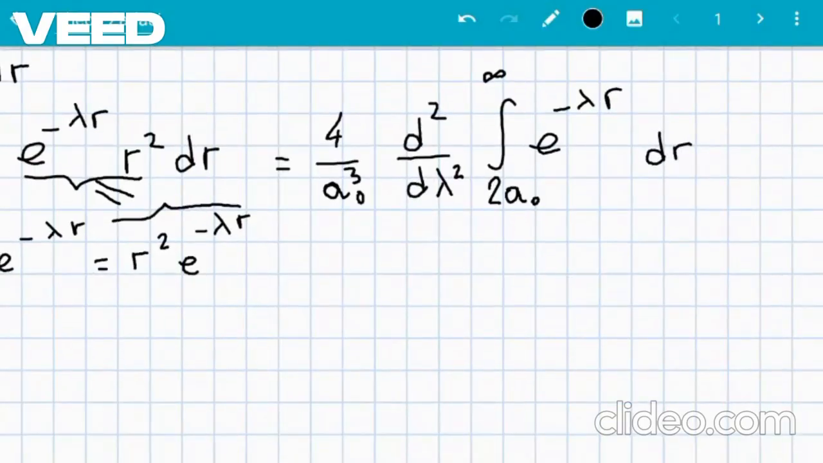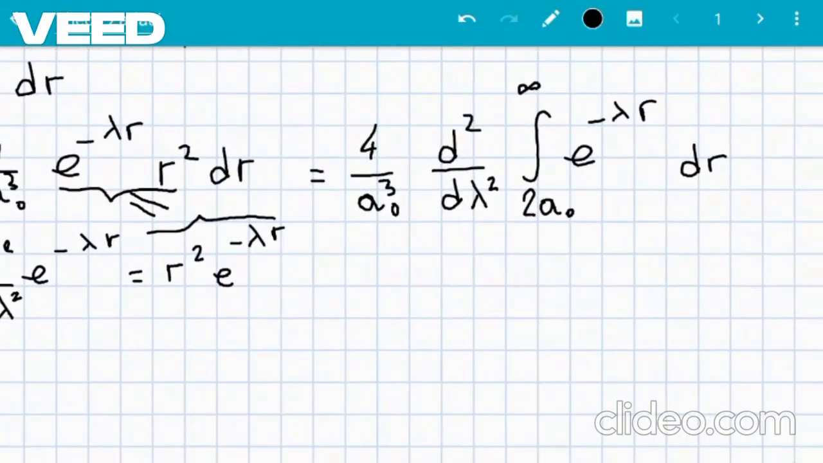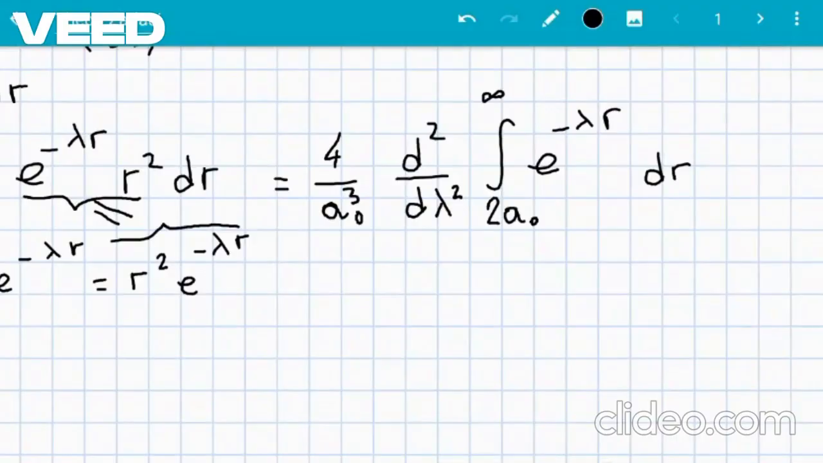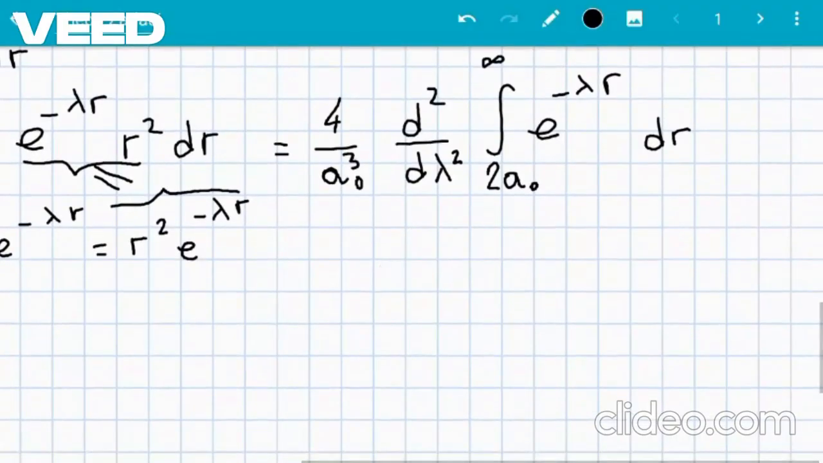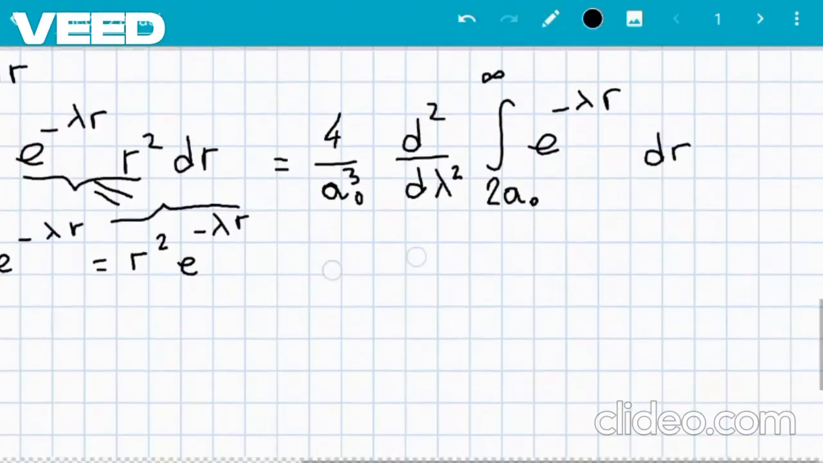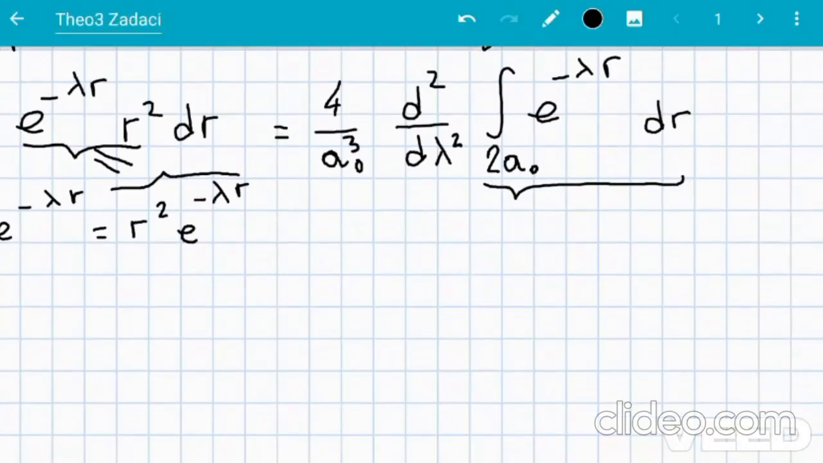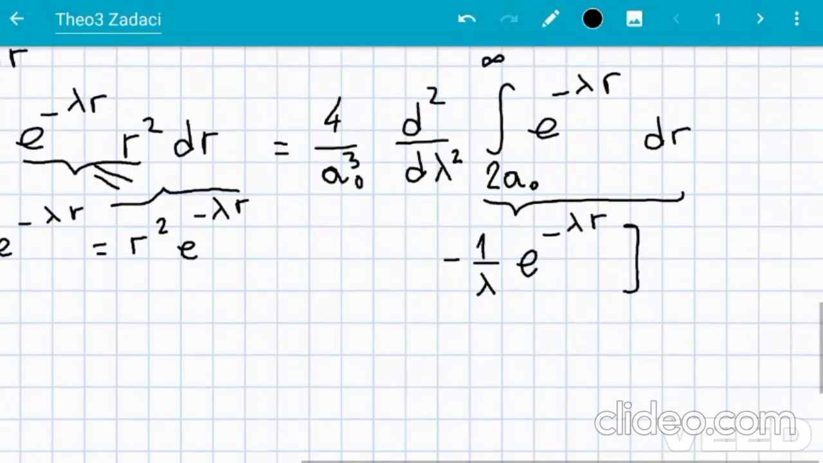That's much simpler to integrate as opposed to this expression, which we were supposed to use partial integration, I think, 2 times, and that's just going to be a little bit more complicated. And granted, taking the second derivative of the expression is also not going to be easy, but it's much simpler in my opinion. So when we integrate this part, this integral is going to give us just minus 1 over lambda, and then the e expression. And then we have to evaluate this thing from 2a naught to infinity.